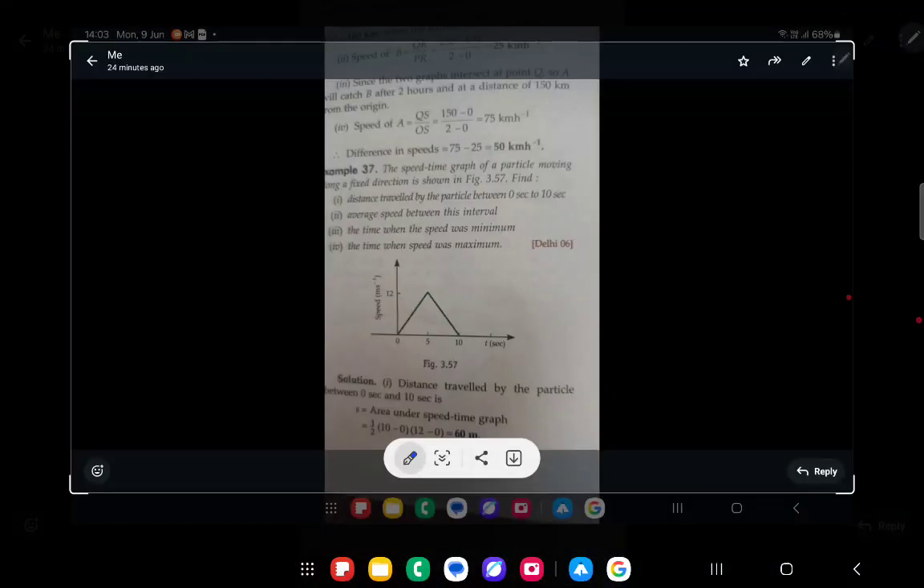If you find the area under the speed time graph, you know area is like integration. So a velocity time graph will get you displacement. Here it will get you distance. So area of this triangle is half into base, which is 10, into height, which is given to be 12 units. So 60 square units is the area, and 60 will be the distance. So the distance traveled by the particle from 0 to 10 seconds, we have done it and we found it to be 60. So the first question is answered.